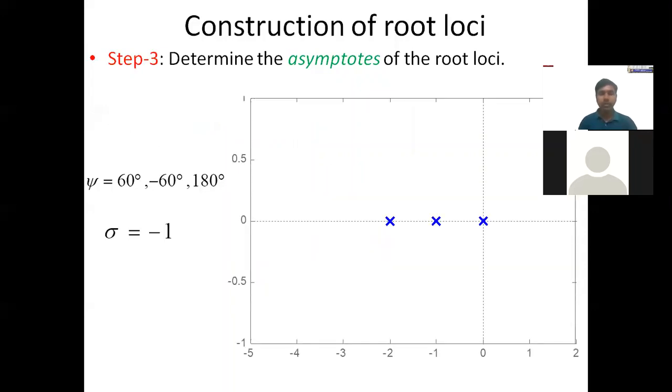So if you place the centroid, we'll get the centroid at minus 1 point, and the asymptotes at plus 60, 180 degrees, and minus 60, that is 300, which is nothing but minus 60 degrees.